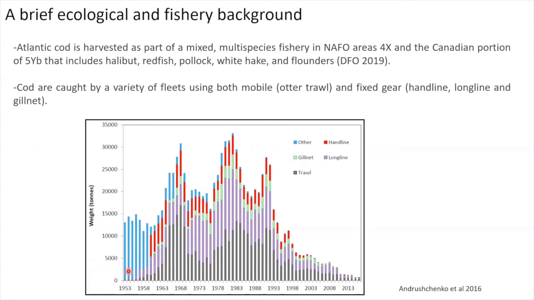So in the past, this stock supported an important directed fishery and was caught using troll, handline, longline, and gillnet gears. But currently, due to the low biomass levels and low quota levels, only a very small amount of directed fishing takes place in this management area. This figure shows the landings of cod between 1953 and 2016 by different fleets. An important decline of catches has been observed since the middle of the 90s. Also, catches have remained below the TAC since the middle of the 90s.